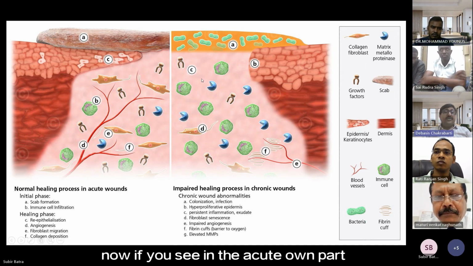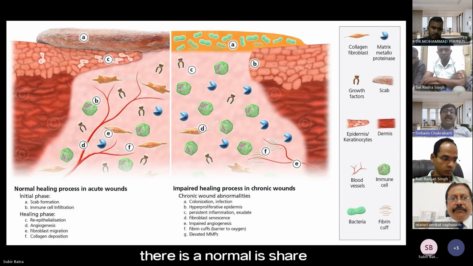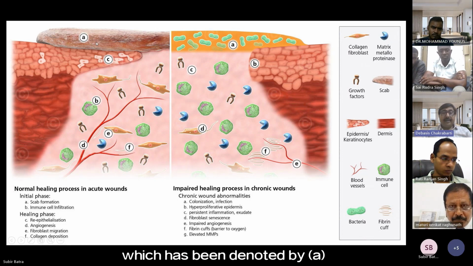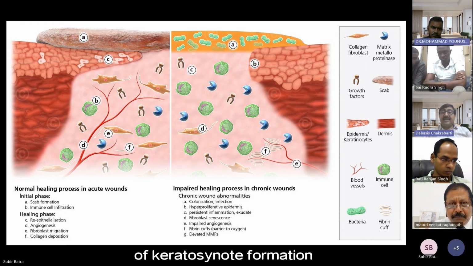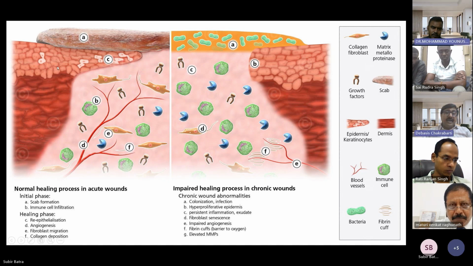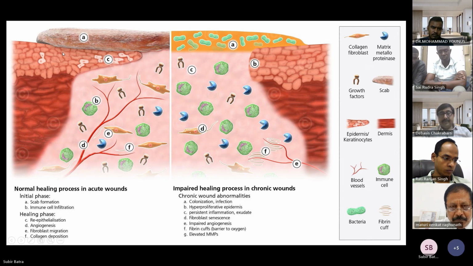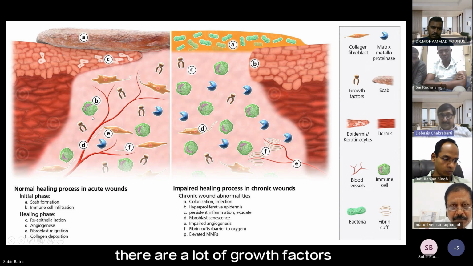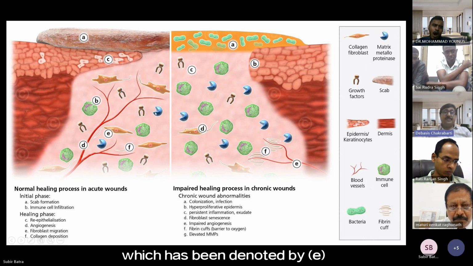Now, if you see the acute wound part, what will you see? Everything is normal. There is a normal eschar, which has been denoted by A. Then there is a healthy growth of keratinocyte formation, that is the epidermis formation, denoted by C. You see there are a lot of immune cells like B. There are a lot of growth factors, right? There are very few MMPs, matrix metalloprotease, which has been denoted by E.